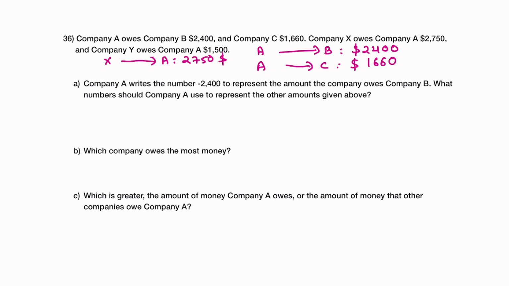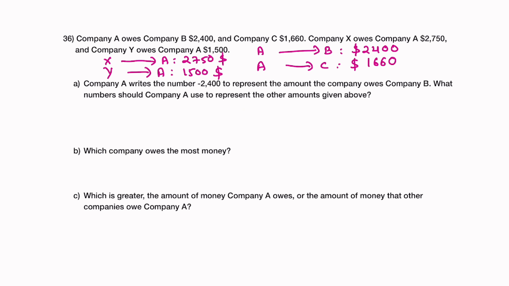$2,750, and from Y to A, it's $1,500. I like to write it down this way so it helps me when I'm solving, because instead of reading the question again and again, the question has been presented in a way that it's easier to read, and my mind will go faster with that.